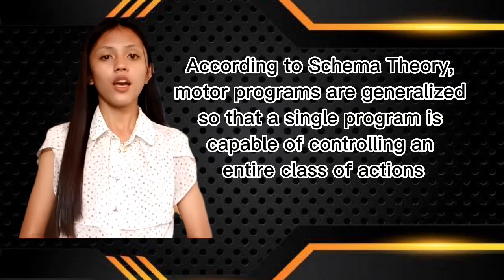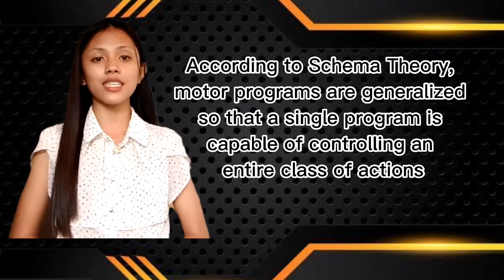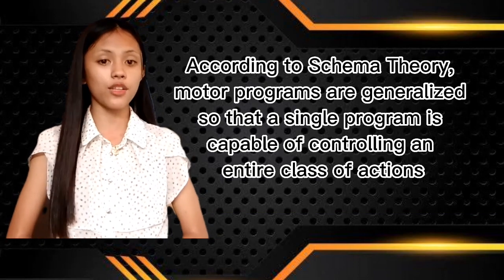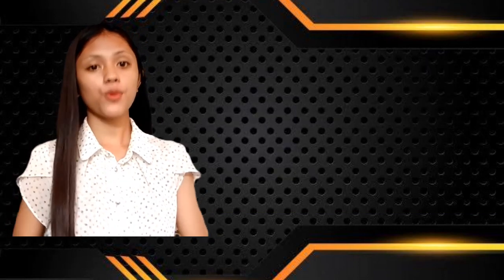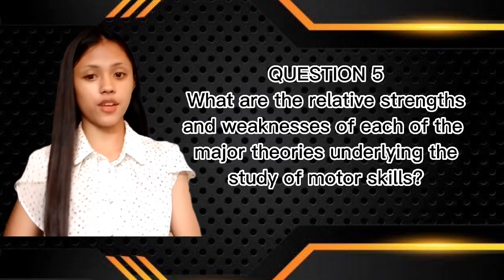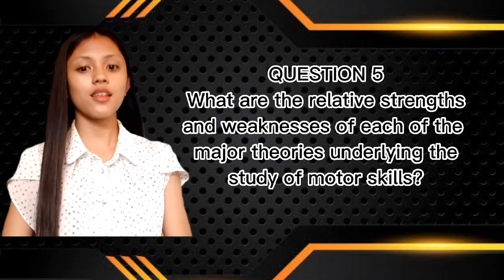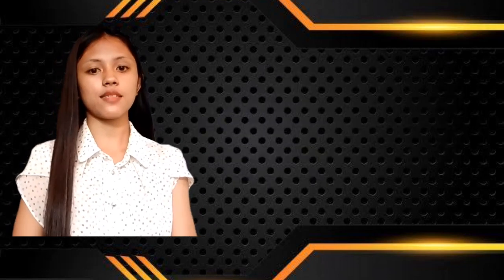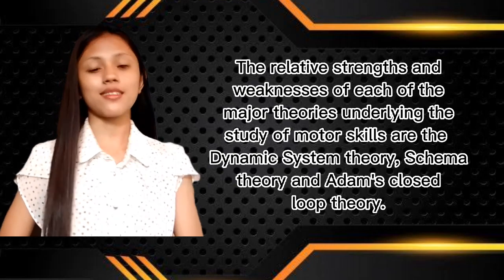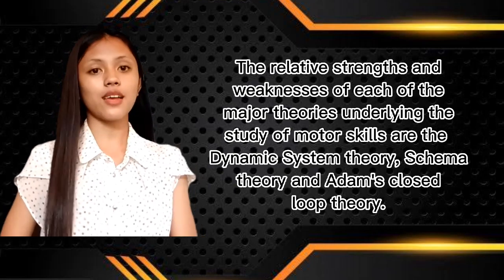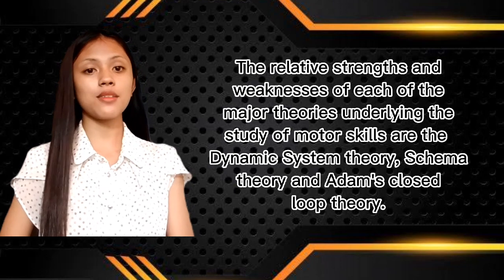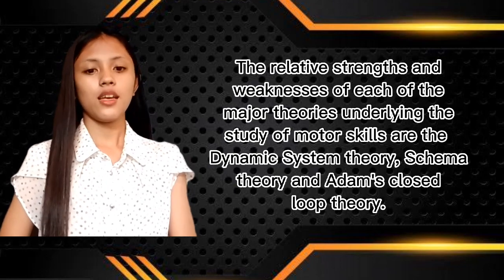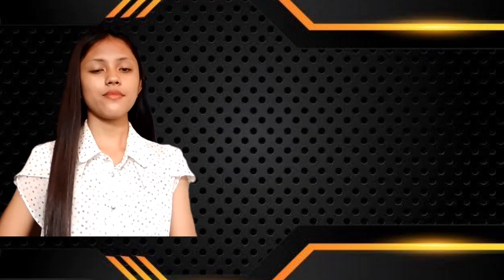According to schema theory, motor programs are generalized so that a single program is capable of controlling an entire class of actions. Question number 5. What are the relative strengths and weaknesses of each of the major theories underlying the study of motor skills? The major theories underlying the study of motor skills are dynamical systems theory, schema theory, and Adams' closed-loop theory.